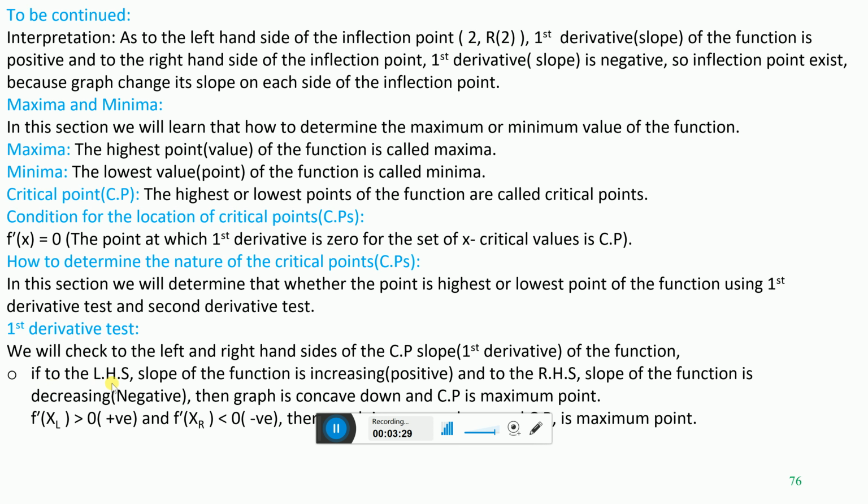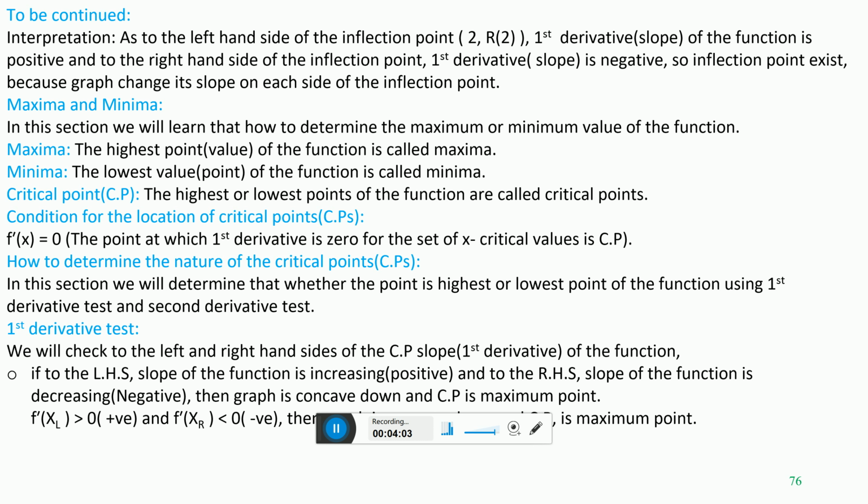If to the left hand side of the critical point the slope of the function is increasing or positive, and to the right hand side of the critical point the slope of the function is decreasing, meaning negative, then the graph of this function is concave down and the critical point is a maximum point. In the first derivative test we will check the slope of the function.